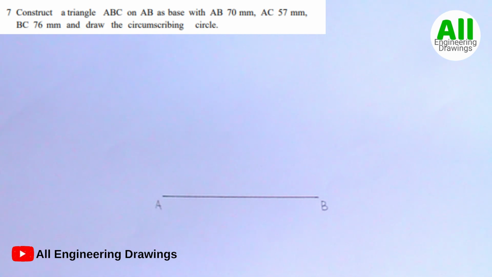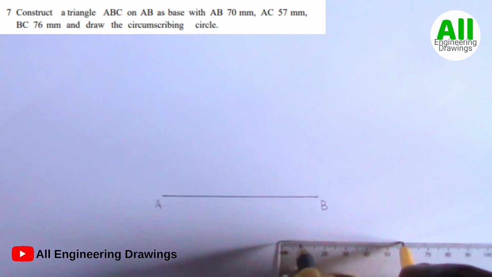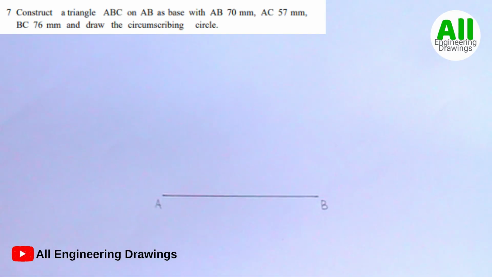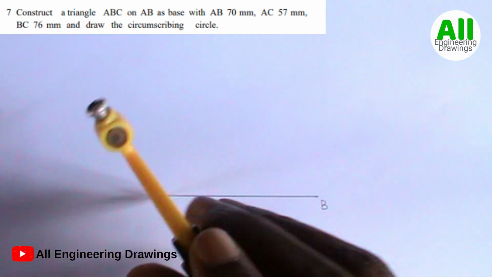Now to get AC and BC, I will start with AC. So I will adjust my compass to a radius of 57 mm because from the question they said AC is 57 mm. Then I will place my compass on point A. Then I will cut an arc this way.